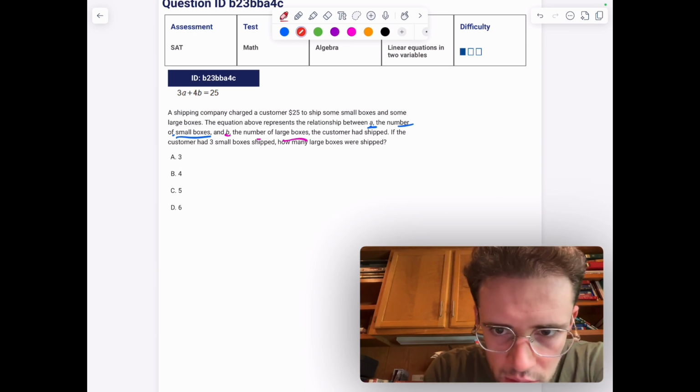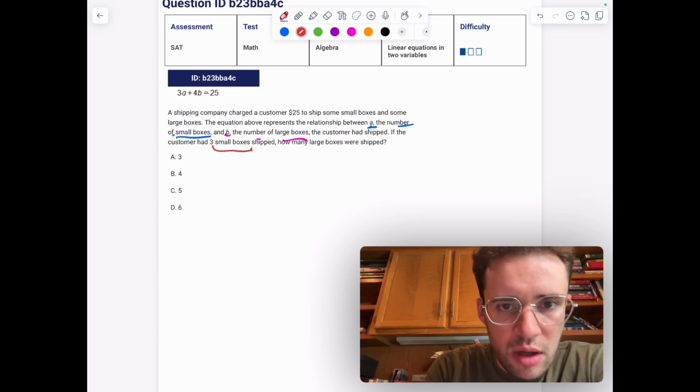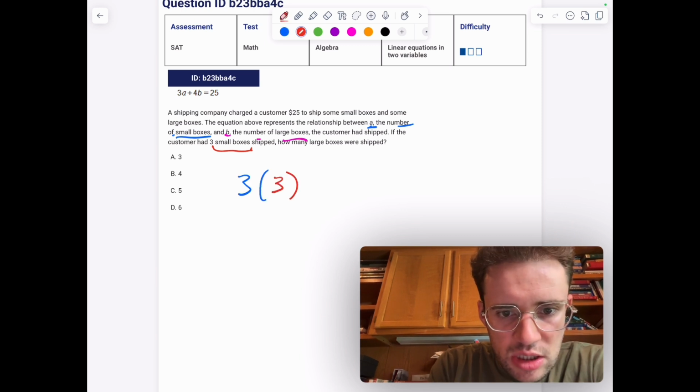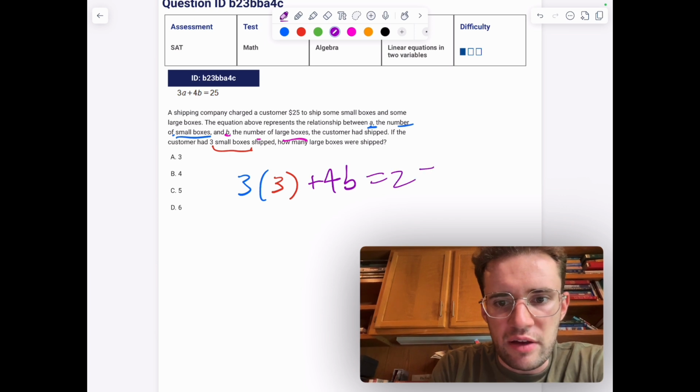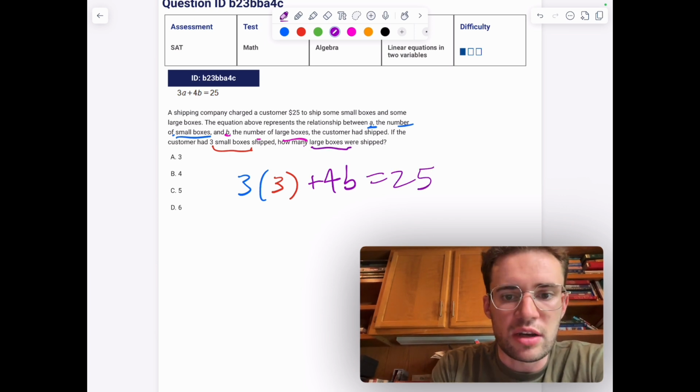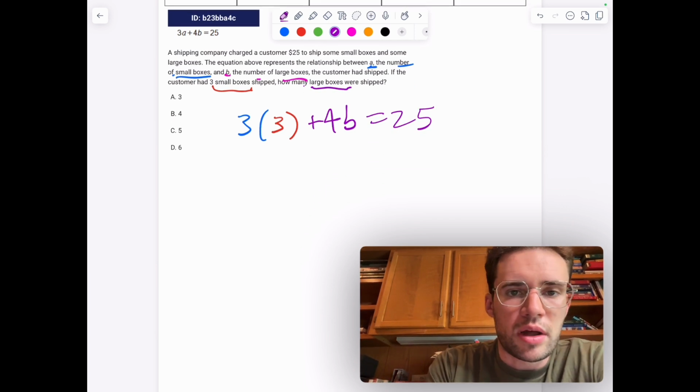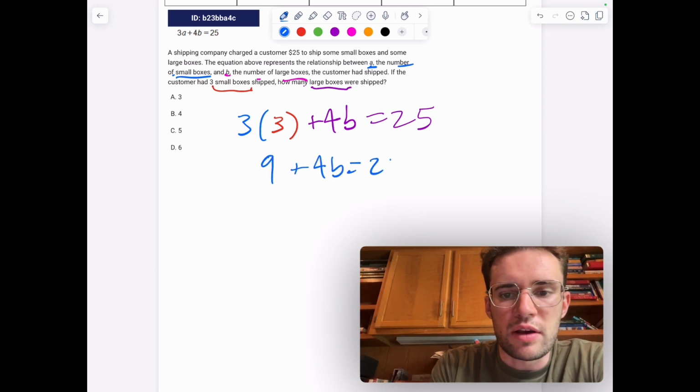All right, well, they had 3 small boxes, so 3 will go in for A. We got 3 times our number of small boxes is 3. So 3 times 3 plus 4B is equal to 25. How many large boxes were shipped? So we're just trying to find B, the number of large boxes. Plug that in. 3 times 3 is 9. 9 plus 4B equals 25.